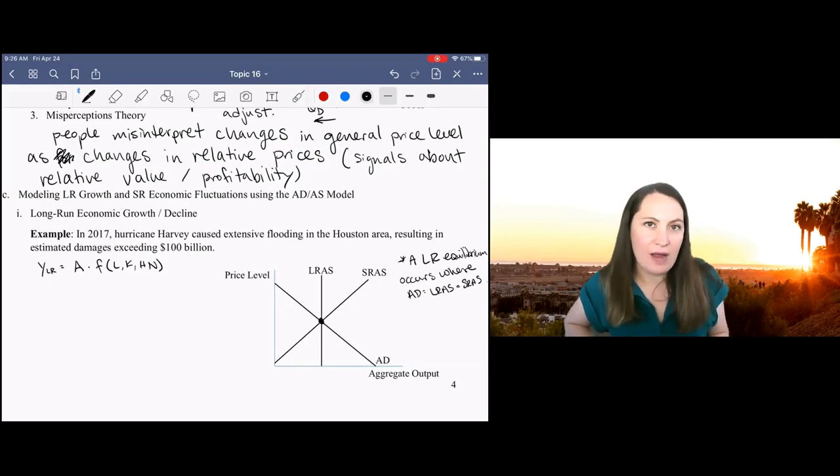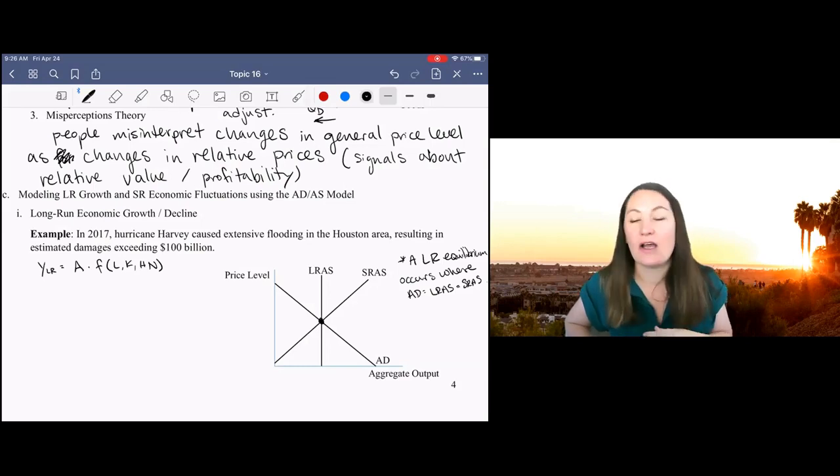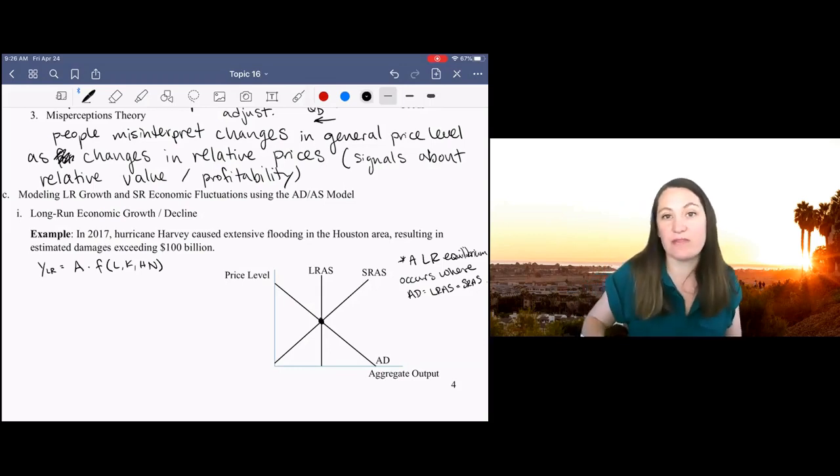In these types of problems, usually I will give you an event and I will ask you what will happen as a result of that event. In this example, we have a hurricane that causes extensive flooding and damages in Houston, and I want to know how that's going to affect the economy in terms of this model.